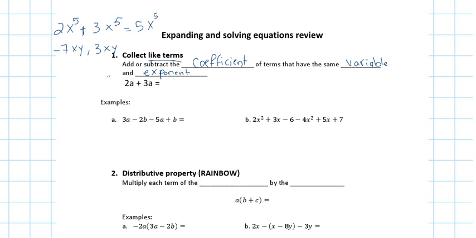So if I have 2a plus 3a, can I add these coefficients? So 2a plus 3a. So that gives me what? 5a. Okay? So if I have the first example, I have 3a minus 2b minus 5a plus b. How can I simplify this? So what's 3a minus 5a? Positive 2a or negative 2a? Negative 2a. Okay. Then?